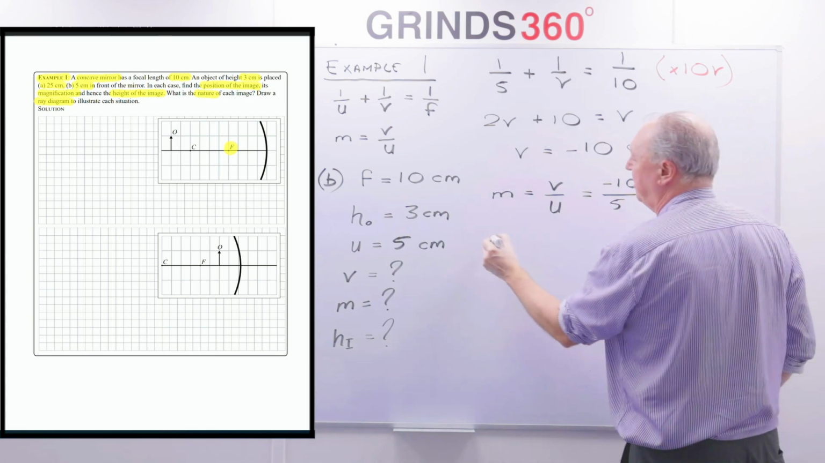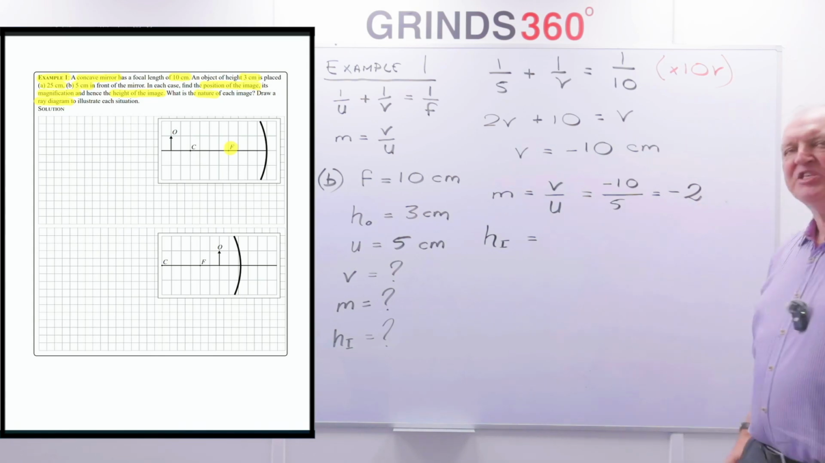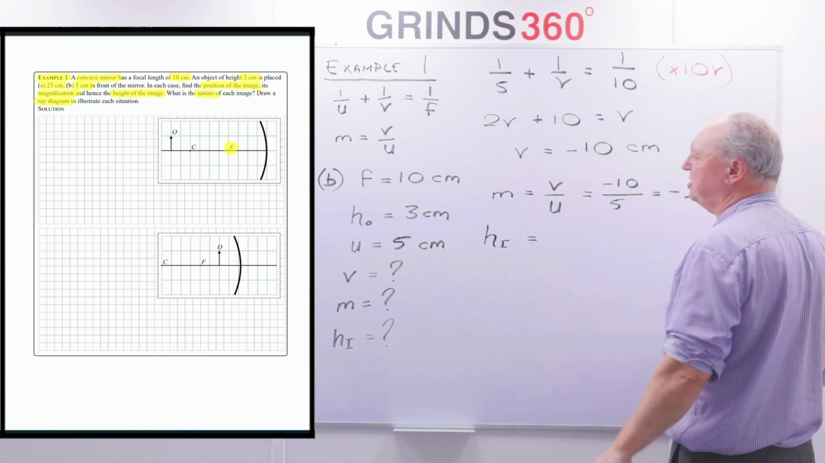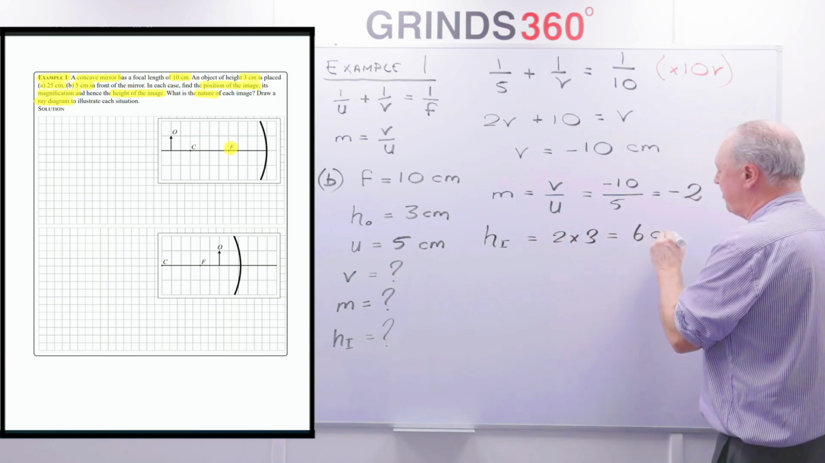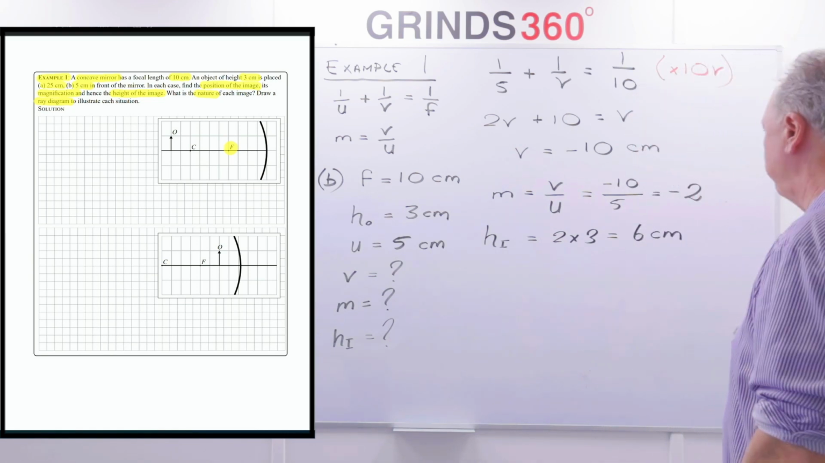What about the height of the image? Well, what did I say? The magnification is twice, 2 times the size of the object. It's going to be 2 by 3 centimeters, giving me 6 centimeters. You won't put a minus there because height would be a positive value.